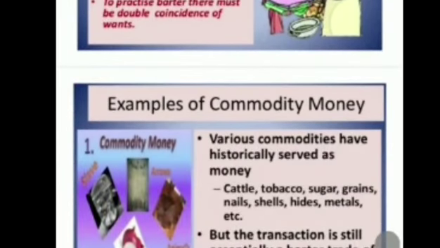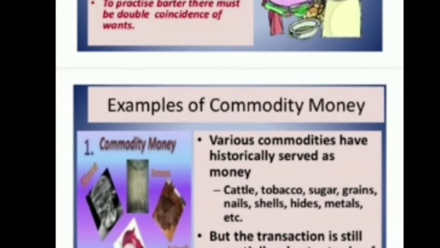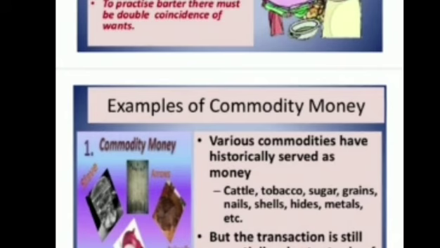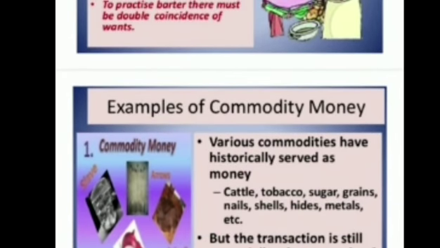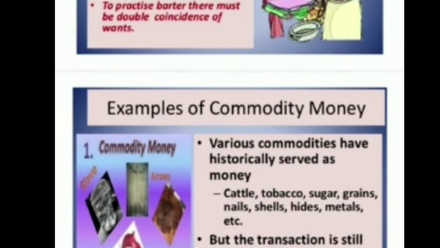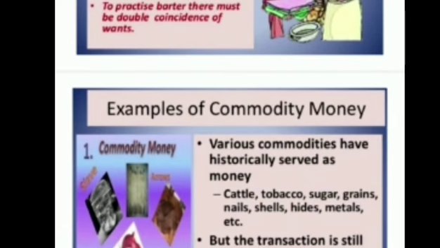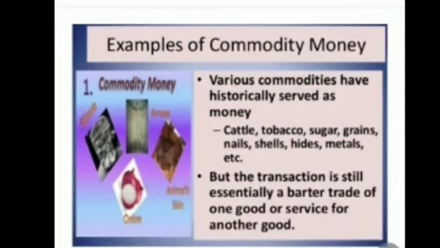Here we see examples of commodity money. Various commodities have historically served as money: cattle, tobacco, sugar, grain, nails, shells, hides, metals. They all served as money. People used to purchase things by exchanging these commodities. But the transaction is still essentially a barter trade of one good or service for another good.